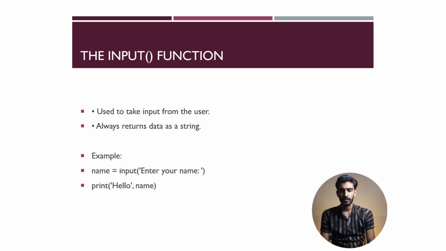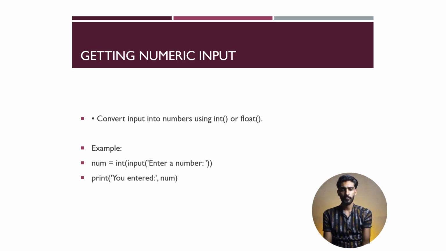In this example, you are seeing that name is equal to input function, enter your name. It simply gets data from the user at the screen and then assigns it to the name variable. After that, we are printing that variable, so print hello comma variable name. It simply prints the name you entered on the screen.